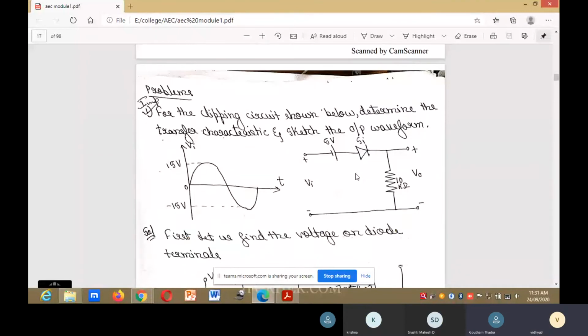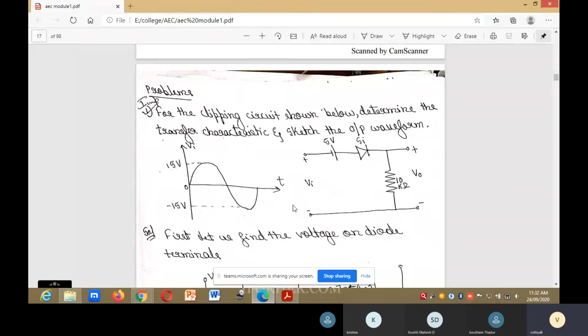Today we shall discuss problems on clipping and clampers. First problem: for the clipping circuit shown below, determine the transfer characteristics and sketch the output waveform. Till now we have read about clippers and clampers. In clippers, series and parallel, and in clampers also positive and negative.